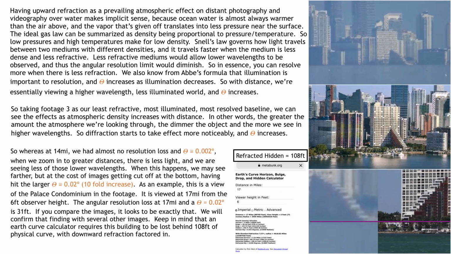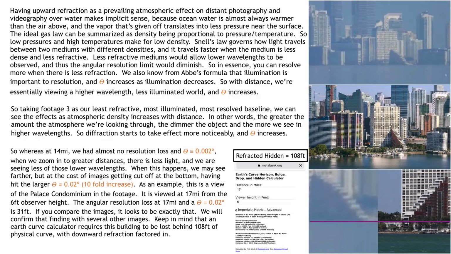So again, we're essentially seeing, we'll say closer up relative, at 14 miles, we're just seeing under perfect and ideal conditions, and theta is extremely low. But as we look through more and more layers of atmosphere, we start to diminish that ideal situation, and we get to a point where the light is just not propagating as much through the layers, and we're seeing the world in those higher wavelengths.